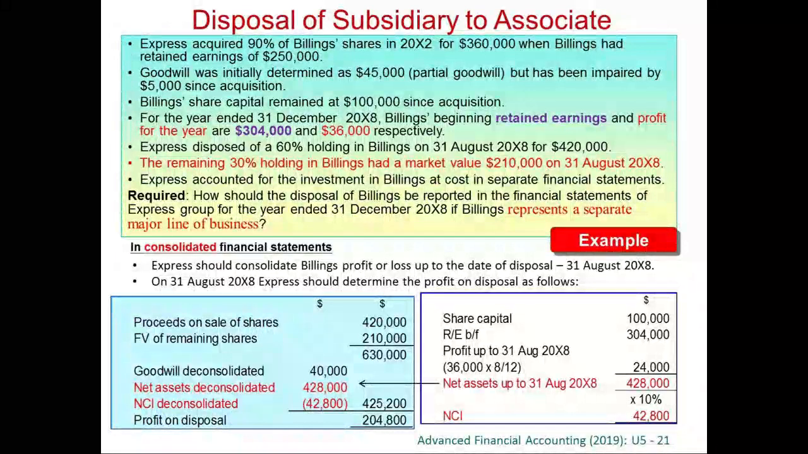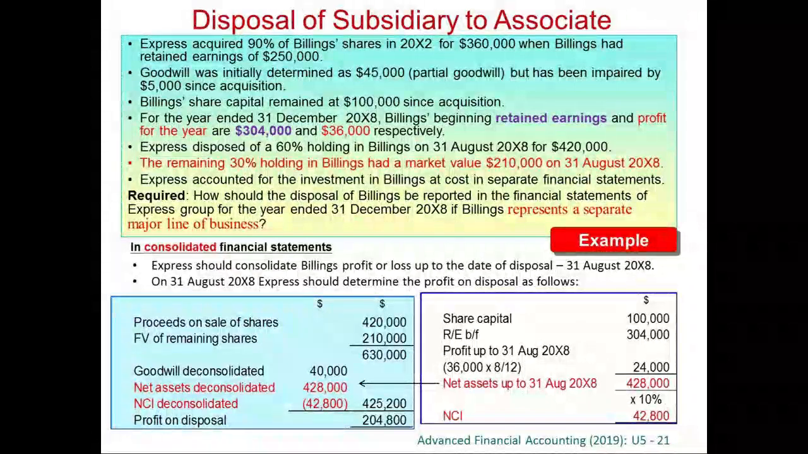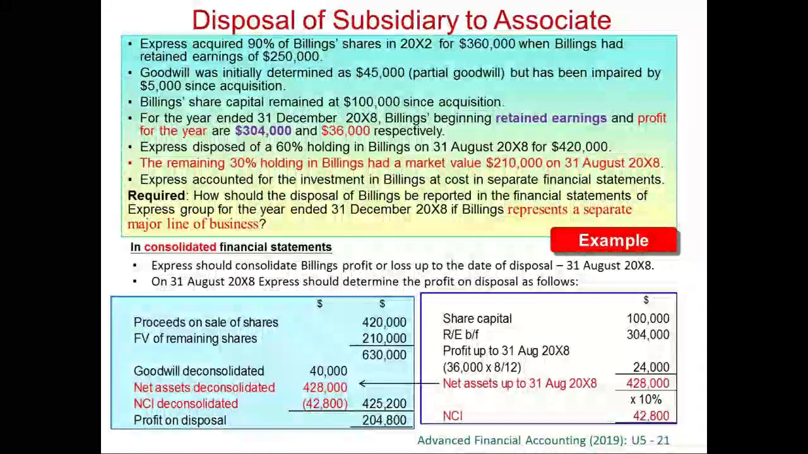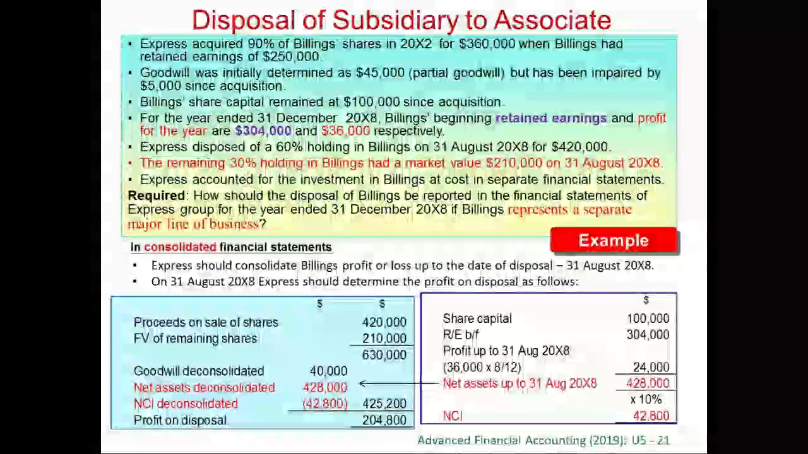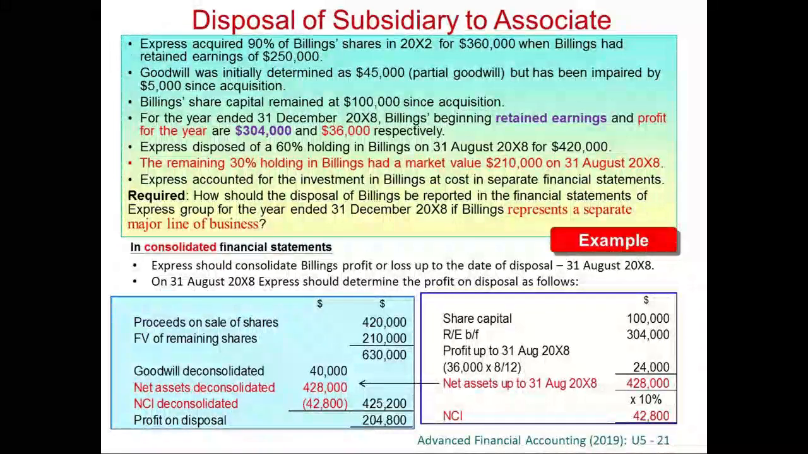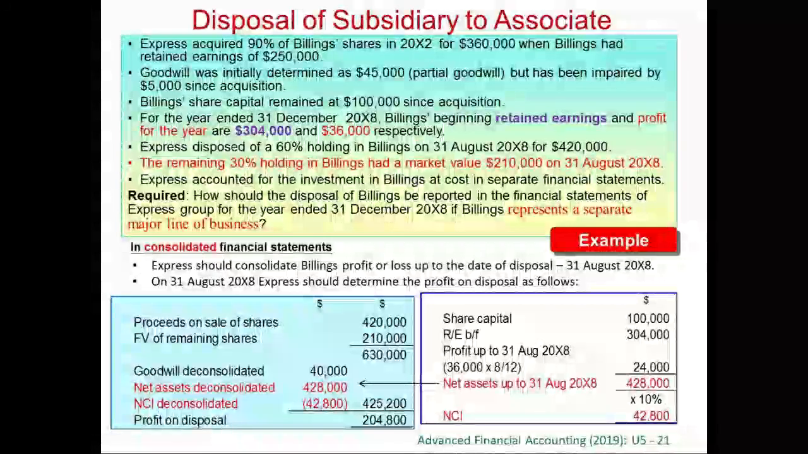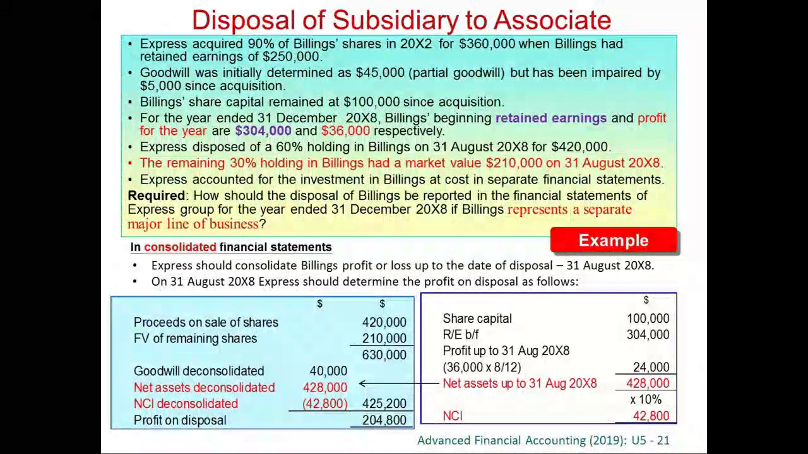But we have to consolidate for 8 months. Right? We have to consolidate for 8 months. So we have to share the 8 months' profit. The question did not tell us the exact profit for the 8 months. It only tells us the profit for the year. So the profit for the year is 36,000. So on a pro rata basis, we think that 8 months means 8 out of 12. Therefore, the 36,000 is the profit for the year. 8 months means 1st of January up to 31st of August. We can share 24,000. So this is the equity. Equity in terms of the value means net asset. So the net assets up to 31st of August must be 428,000.